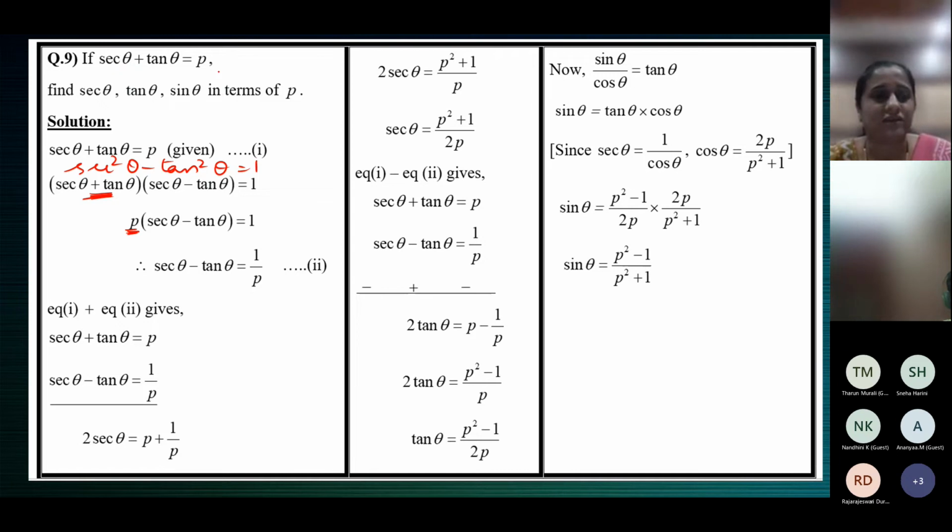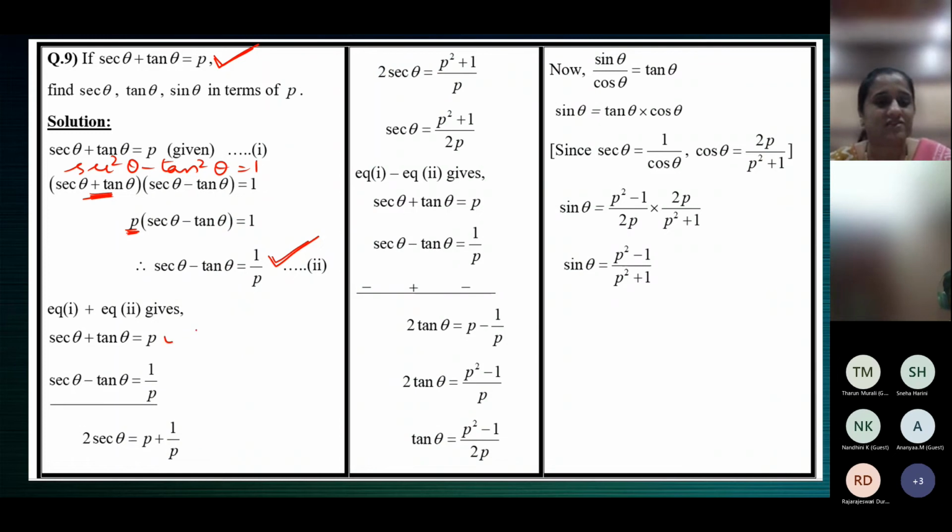So now see, we know that secant theta plus tan theta is p, and now we have found secant theta minus tan theta is 1 by p. So now we're going to work these two in the linear style, like how we solve two equations in x and y. We're going to add the two equations, get something, subtract the two equations, get something else.